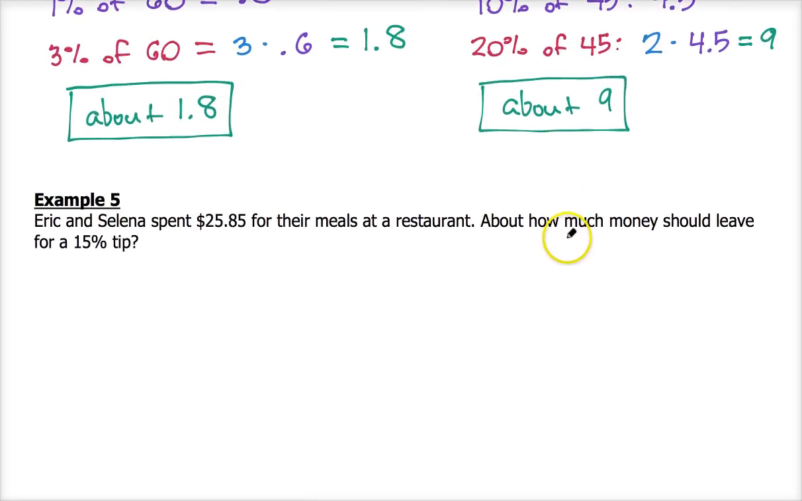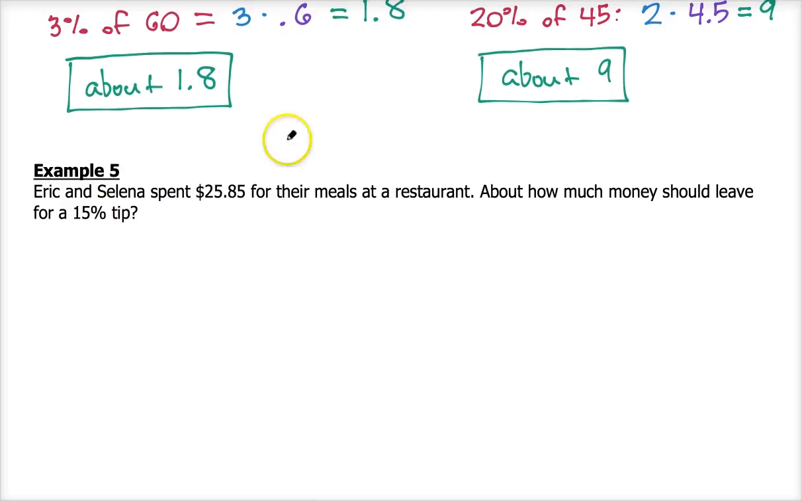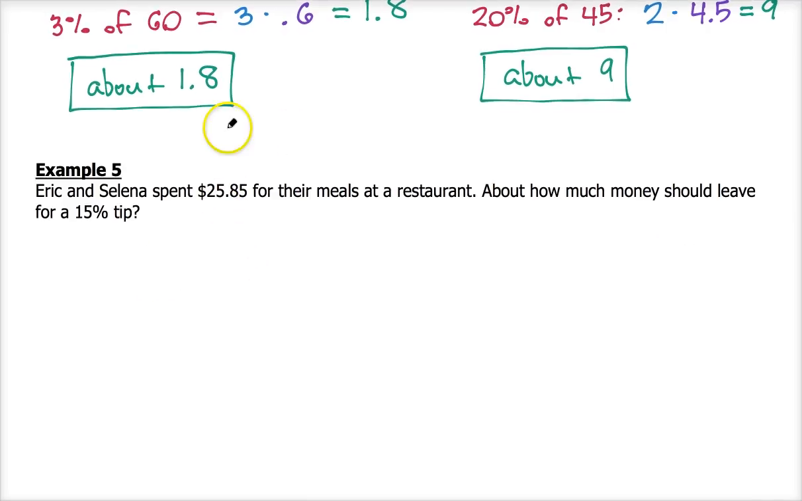Okay, one more example, number 5. This one says that Eric and Selena spent $25.85 for their meals at a restaurant, and the problem wants to know about how much money they should leave for a 15% tip. So that's a pretty common problem in the real world, is having to calculate tip. So let's take our problem and write out what it wants us to find. It wants us to find, again, 15% of $25.85.